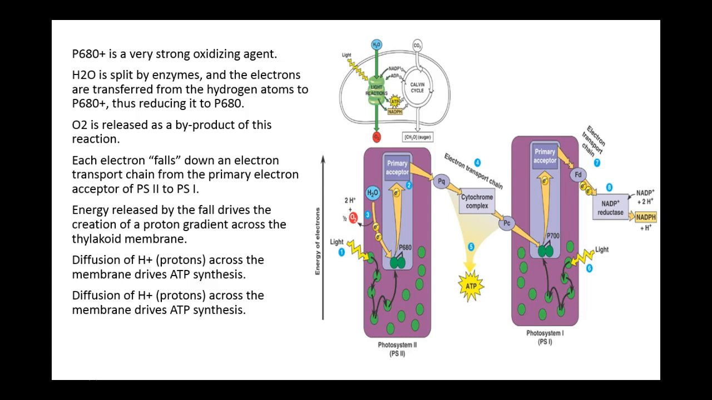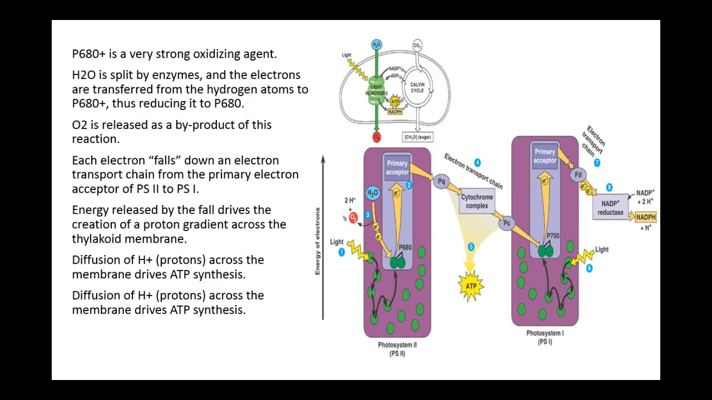Sorry. Oxygen is released. The electron falls down the electron transport chain from primary acceptor of P2 to P1. Energy is released by the fall that drives the creation of a proton gradient across the thylakoid membrane. Proton gradient. So what we think of as higher concentration of hydrogens, they are going to move to an area of lower concentration. So that's how we're driving this concept of creating a proton gradient that is going to move those protons across the thylakoid membrane just based on a concentration gradient.